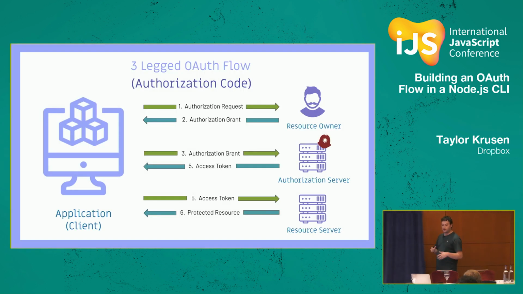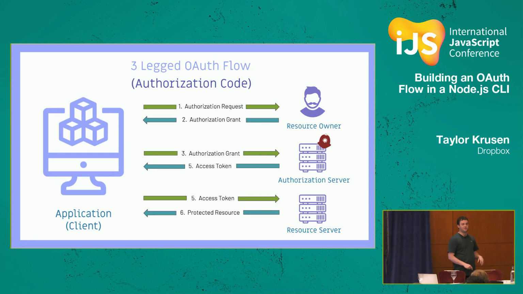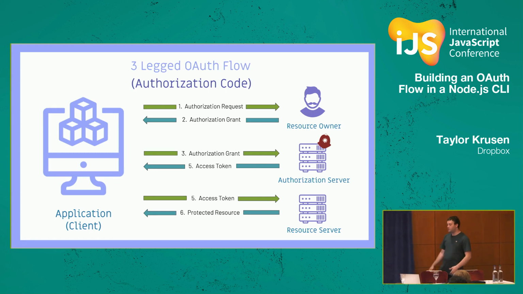So here's what's happening at a high level. One of the things that always kind of tripped me up about this concept was that it's called the three-legged OAuth flow, but every tutorial or anything I ever read had like 12 different steps that were all doing different things, so I didn't really know what the legs were. So here are the legs.